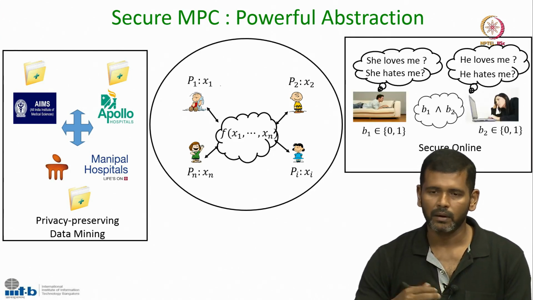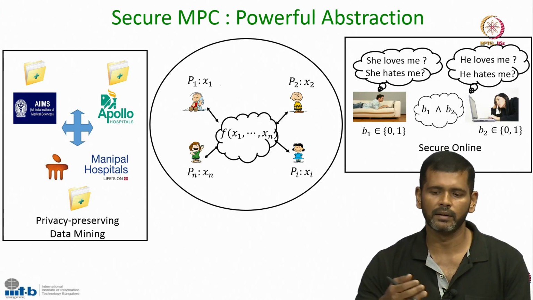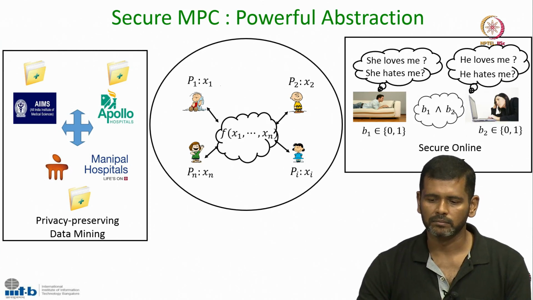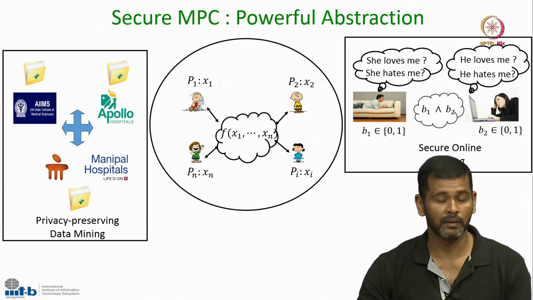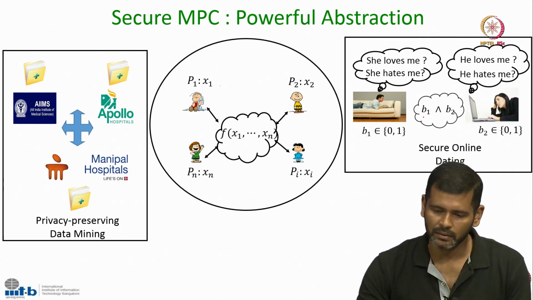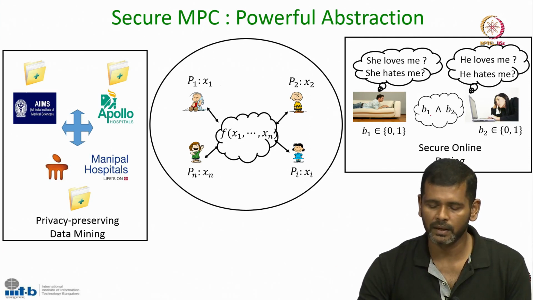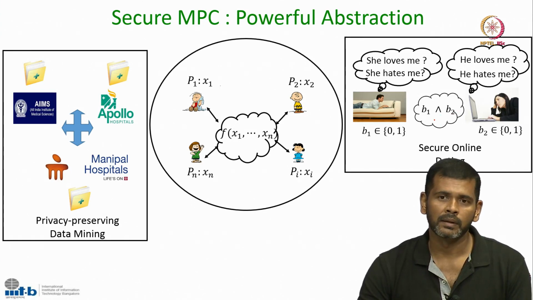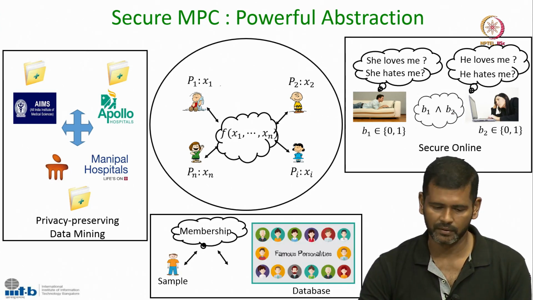Or you can take the secure online dating problem, where we have two parties, Alice and Bob, and they would like to find out whether they are mutually interested in each other or not. Of course, they can tell this to the other person face to face, but that may not look good. So, what they would like to do is run a protocol where at the end of the protocol they find out whether both of them are mutually interested in each other or not, without revealing anything additional about their mutual preferences.